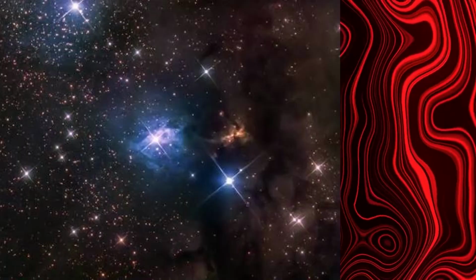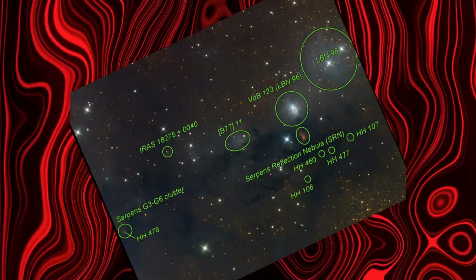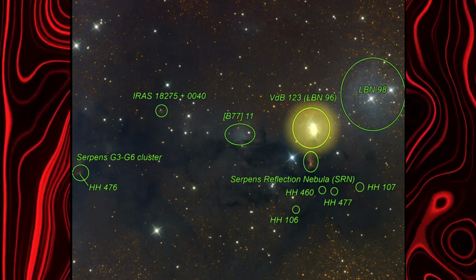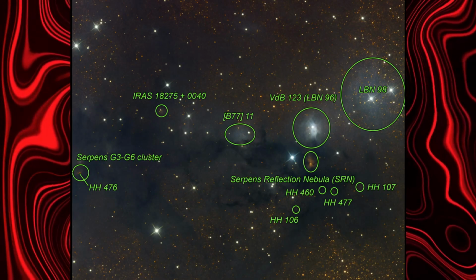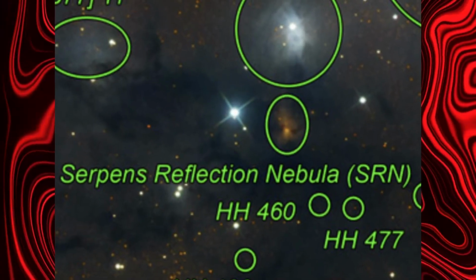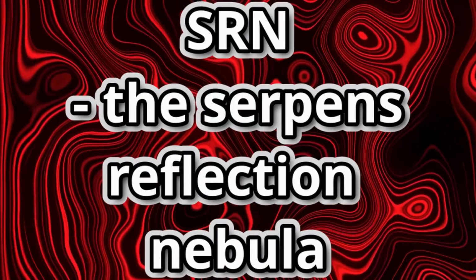Alright, so a bit of a different intro today. In my last video, I covered the reflection nebula VDB123. And in this picture, you can see VDB123, but why don't we go a little bit lower, towards the center of the image? And bam, you see SRN. This reflection nebula is actually really cool.